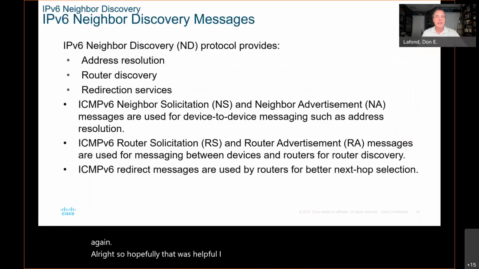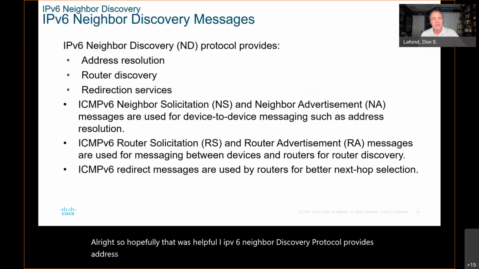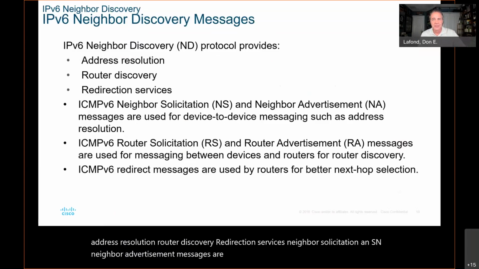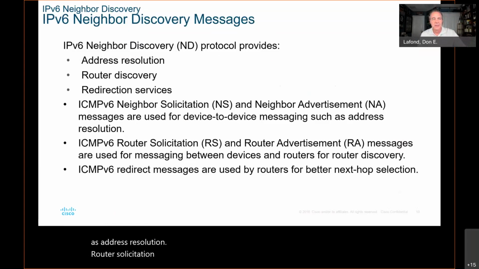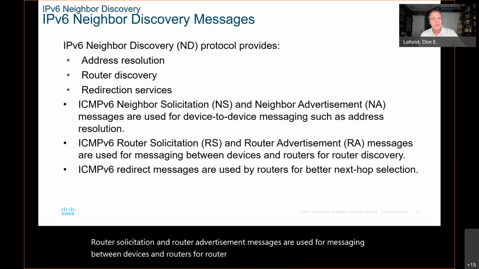IPv6 neighbor discovery protocol provides address resolution, router discovery, and redirection services. Neighbor solicitation (NS) and neighbor advertisement messages are used for device-to-device messaging, such as address resolution. Router solicitation and router advertisement messages are used for messaging between devices and routers for router discovery. And ICMPv6 redirect messages are used by routers for better next hop selection.